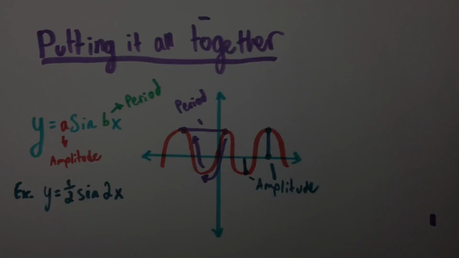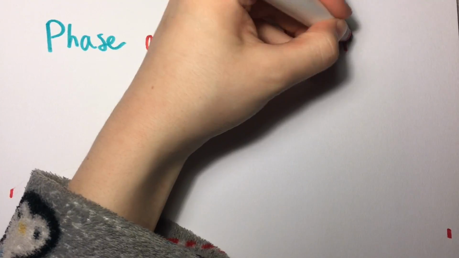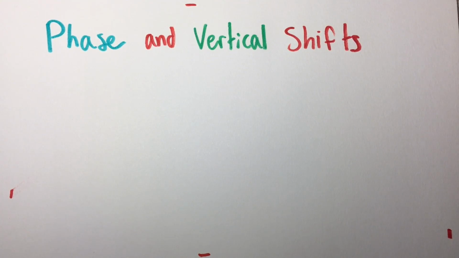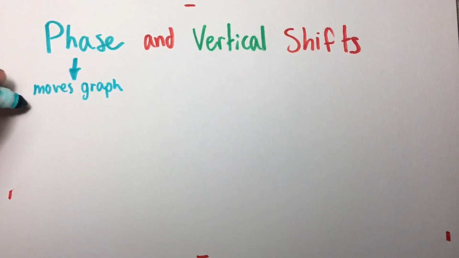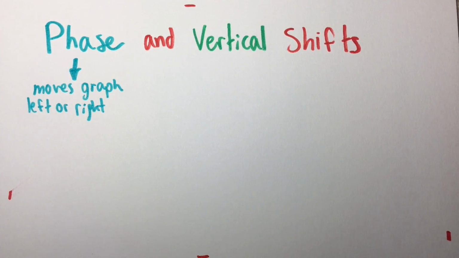Either works. Now let's look at our final two factors, which, like amplitude and period, manipulate and describe our trigonometric functions. These two are phase shifts and vertical shifts. A phase shift moves the graph from left to right. How would that look on a graph?